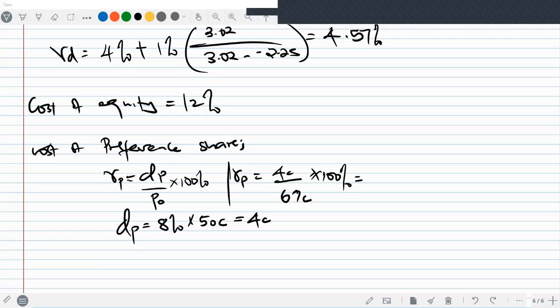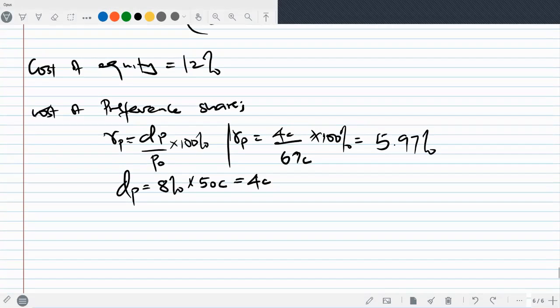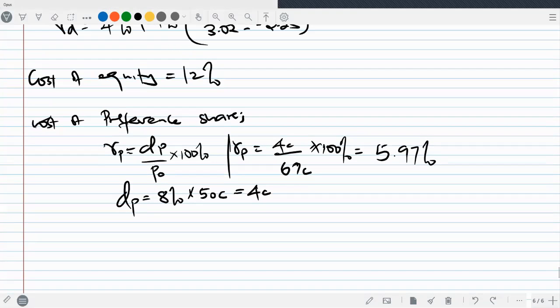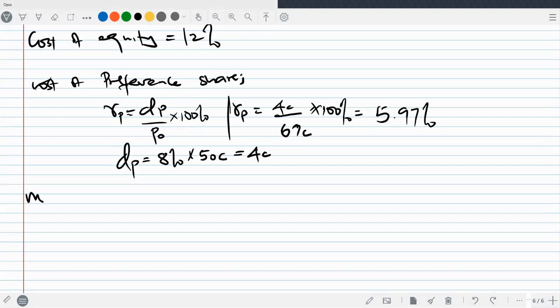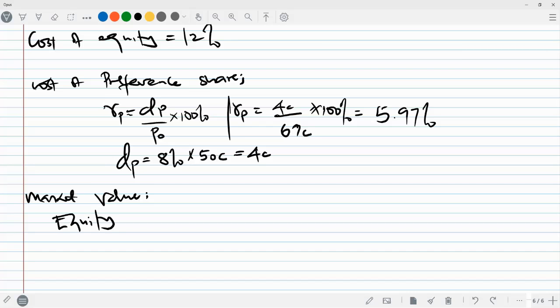$5.97. Okay, now we know that the next bit is to get the market value from each of those three sources. So let's get the market value from each of these sources. We can begin with equity to get the market value of equity, then go to debt and then go to preference shares.